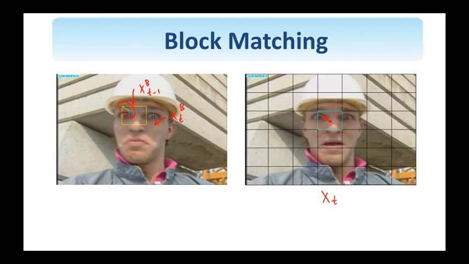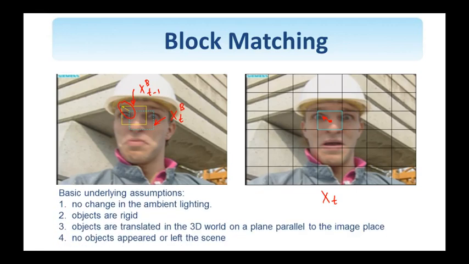Let's look at what some of the underlying assumptions are in making this approach work. The first one is that there is no change in the ambient light, which is, of course, the assumption in all of these methods, so that the optical flow corresponds to the motion in the scene. We also assume that the objects are rigid. They don't undergo transformations, like, for example, the lips here of Foreman, that are elastic objects, so that a match can be found between the two blocks. We also assume that the objects are translated. They don't undergo any more complicated motions.